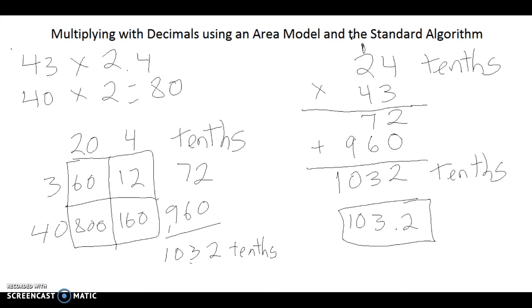So in essence, what we have done is taken one of our factors, 2 4/10, multiplied it by 10 to get 24, then took our product, 1,032, and divided it by 10 to get 103 and 2 tenths. So first we multiplied by 10, multiplied, got an answer, divided by 10. So we're back where we started.